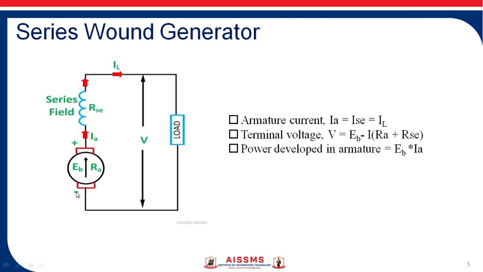The next type of the DC generator is series wound. Why is this called a series wound DC generator? Because the field winding is connected in series with the armature. So whatever current is flowing through the armature winding, the same current is flowing through the field winding. So ISE is equal to IL, which is equal to IA. The terminal voltage available across the load will be EB, the EMF generated in the armature, minus the voltage drop in the armature winding and the voltage drop in the series field winding, and power developed in the armature is EB into IA.